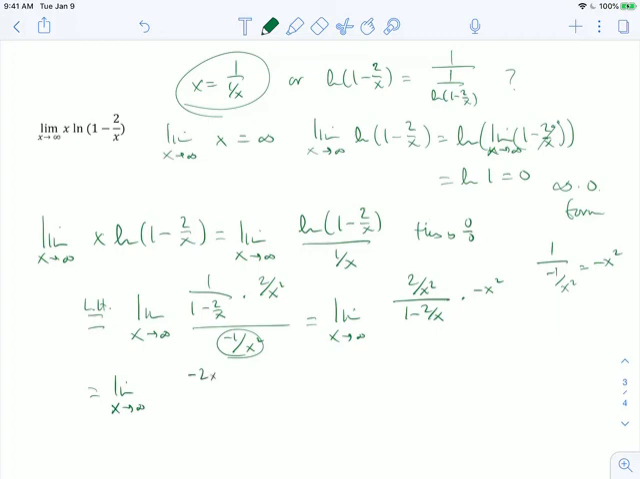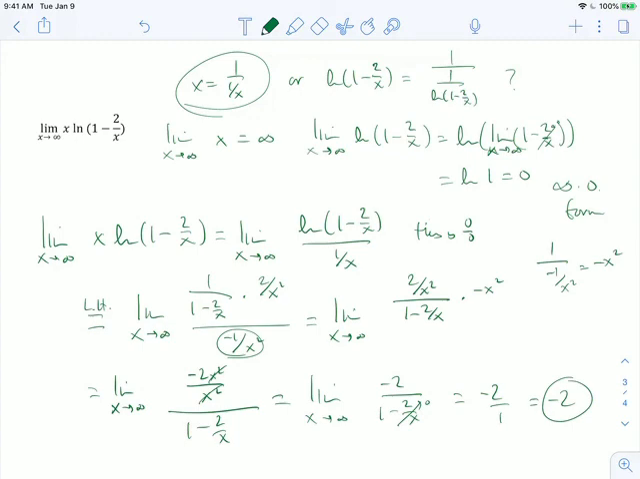So I get minus 2x squared over x squared all over 1 minus 2 over x, and now the x squareds cancel. And I've got limit as x goes to infinity of minus 2 over 1 minus 2 over x. And now as x gets really big, that's going to 0. I'm left with negative 2 over 1, and my limit this time turns out to be negative 2.